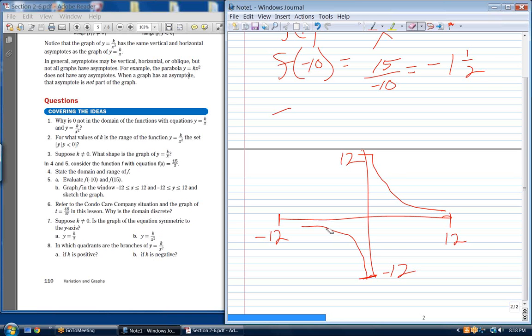The second one, however, y equals k over x squared, notice that that looks like this. Why is that true? Because x squared is always positive, so y is always going to be positive whether x is negative or positive. So it's no longer a hyperbolic function. And it is symmetric about the y-axis. If I wanted something that looked symmetric about the x-axis, that would be it.